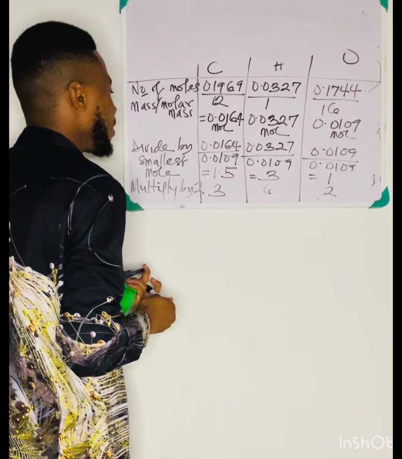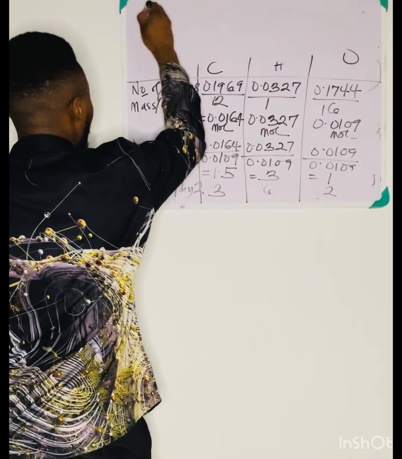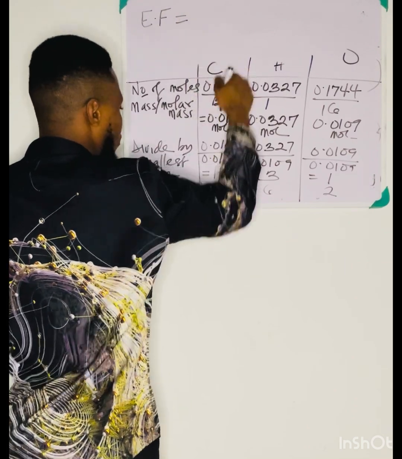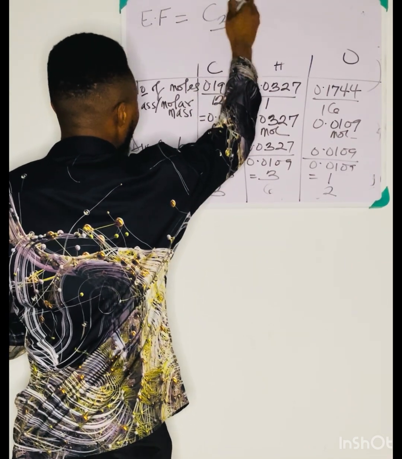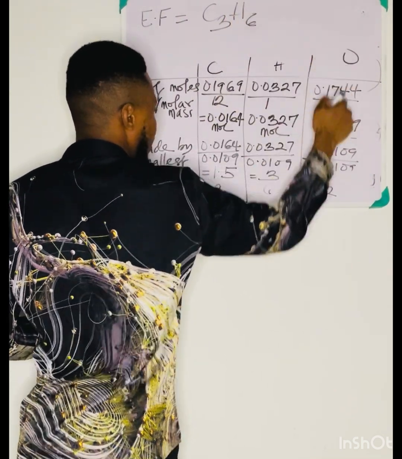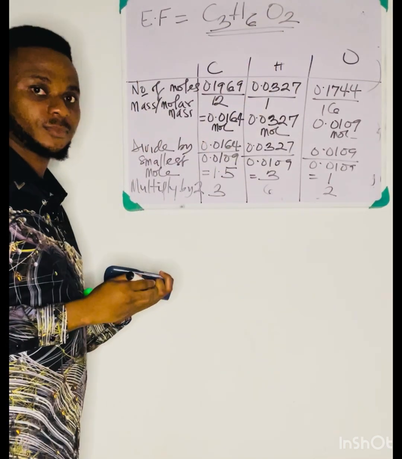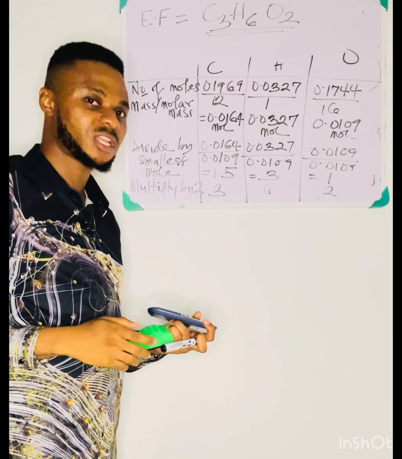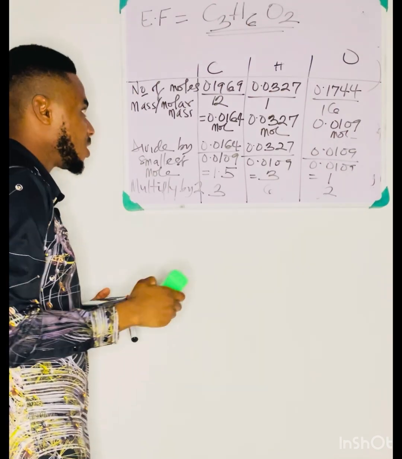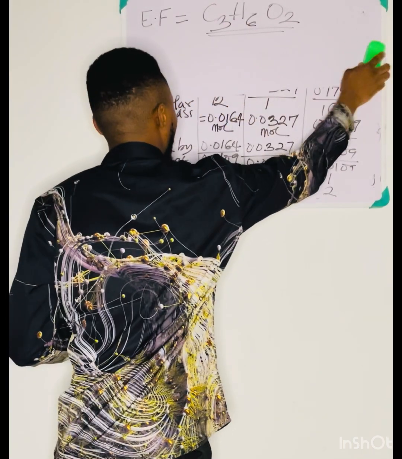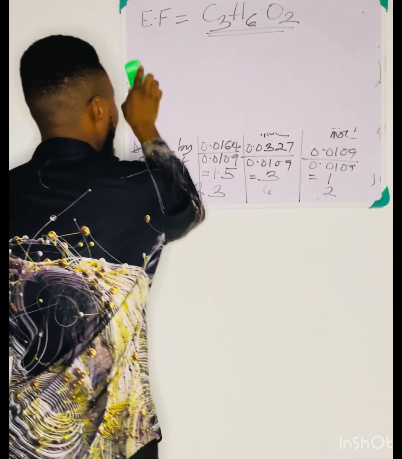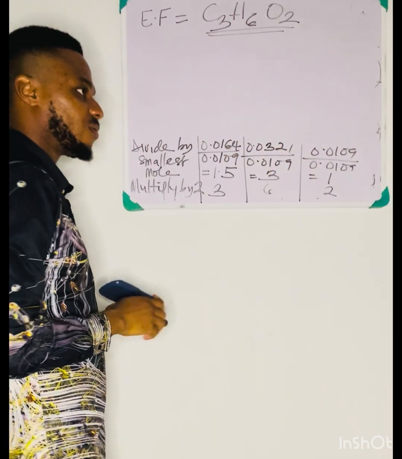So that brings us to our empirical formula. Our empirical formula, EF, will be C3H6O2. So this is our empirical formula. I believe it's clear and you understand. Now, the next thing is to calculate the molecular formula.